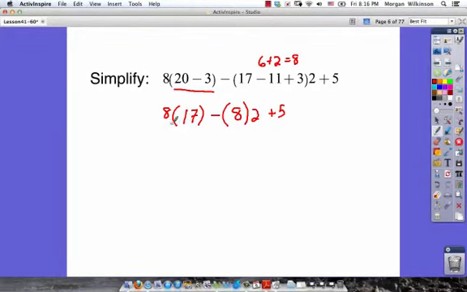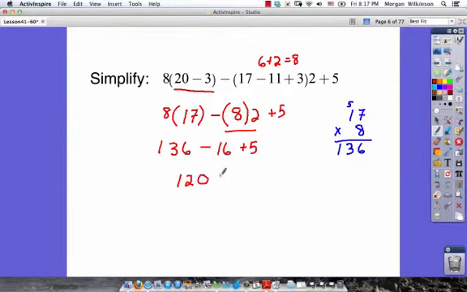Next line, we have to do 8 times 17 first. Let's work that out on the side. We've got 17 times 8. 8 times 7 is 56. Let's carry the 5. 8 times 1 is 8, plus 5 more is 13. We get 136. So, we're going to have 136 minus, and then we have 8 times 2. That's 16. Then we're going to add 5 to that. So we have 136 minus 16, that's 120, plus 5 is equal to 125. And we've got our final answer.